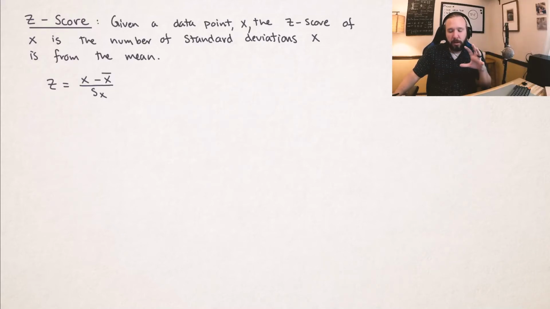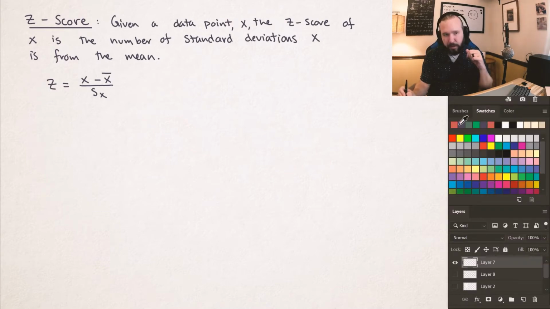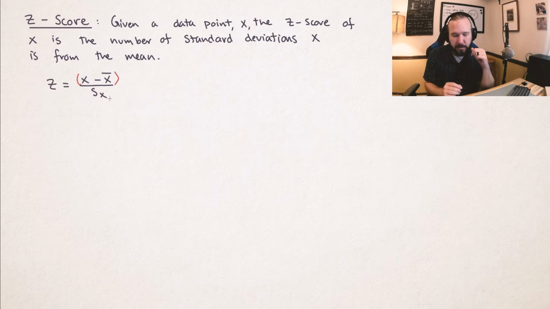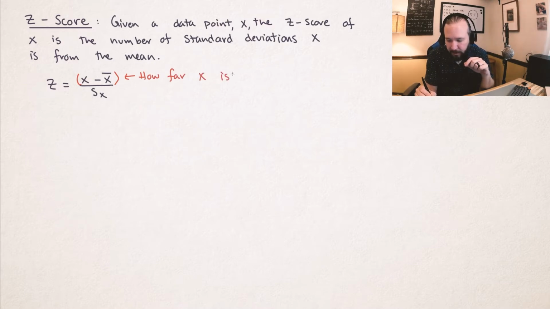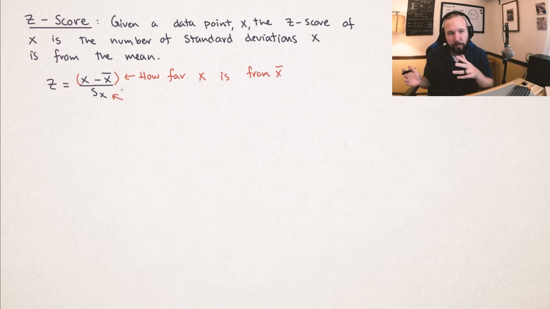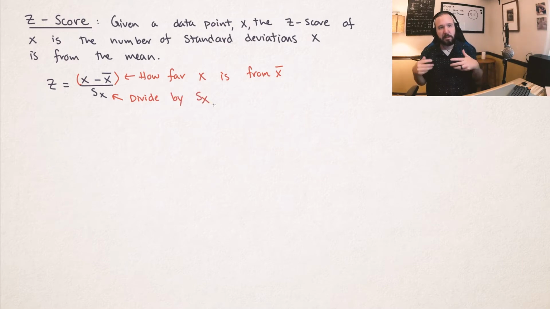Okay, I want to just finish up talking about z-score, and I put the definition down. So let's just look at the formula. I think actually the formula makes sense in terms of this definition, because if you just look at the top, x minus x bar, this is how far x is from x bar. And then if we take that distance and we divide it up into little groups, and each of those groups is the standard deviation, then that will tell us the number of standard deviations that the data point is above or below from the mean.